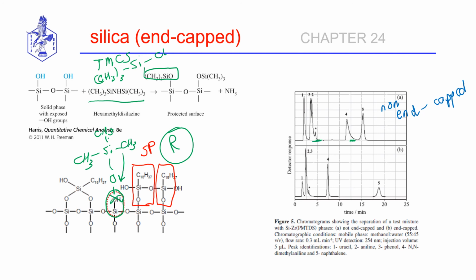Had we carried out that same separation on an end capped column where we've reacted some of those silanol sites, you can see that we're getting improved peak shape. Peak 5 here looks better. Peak 4 definitely looks better in terms of removing the tailing. So that is another option you have available to you when you purchase your column.